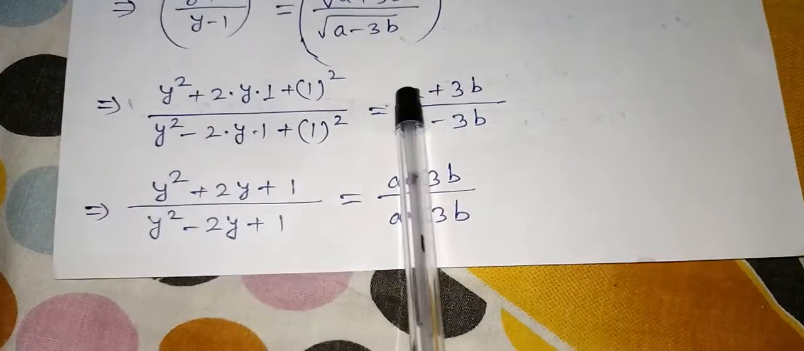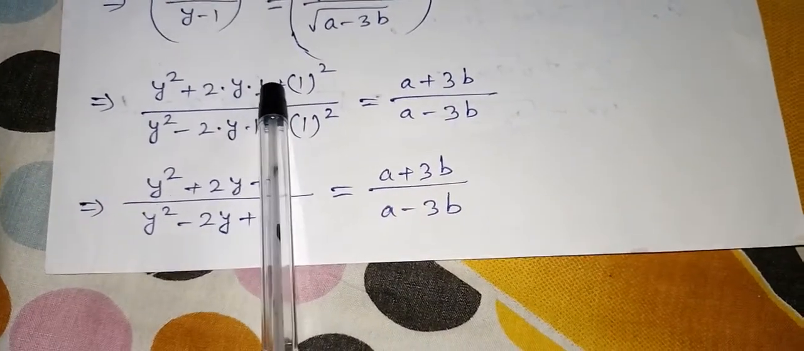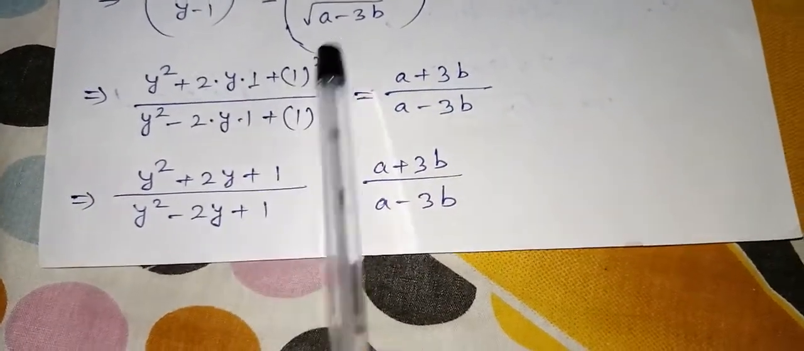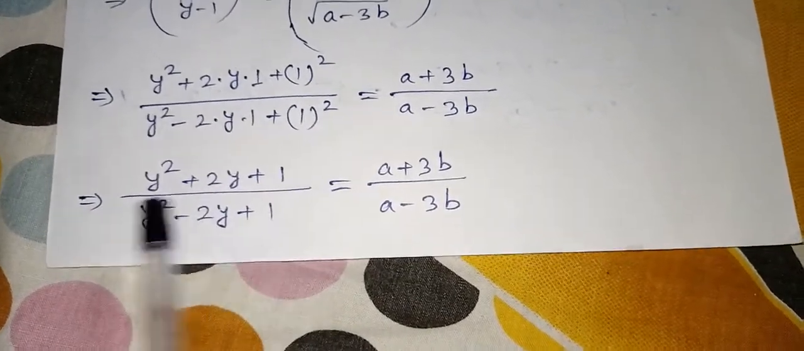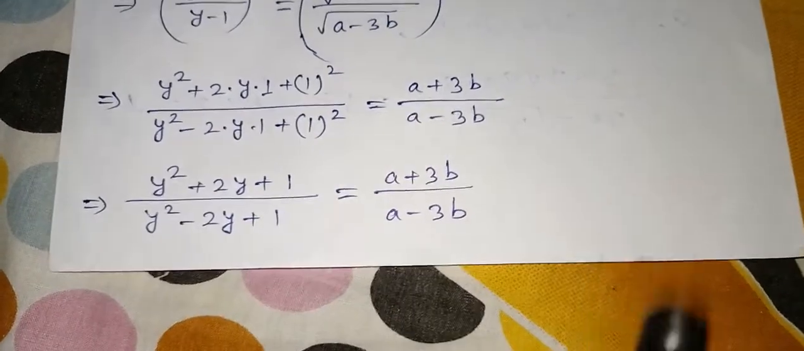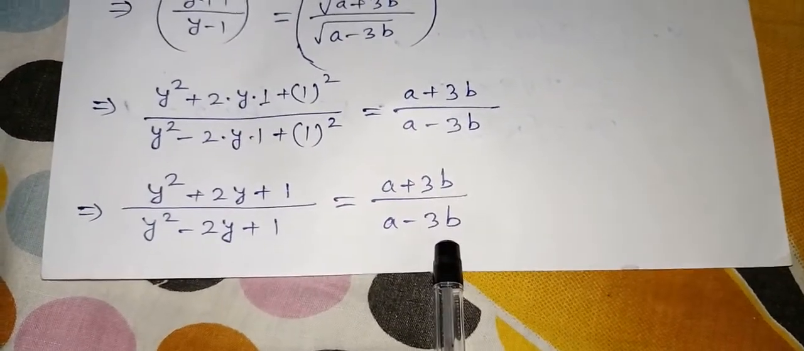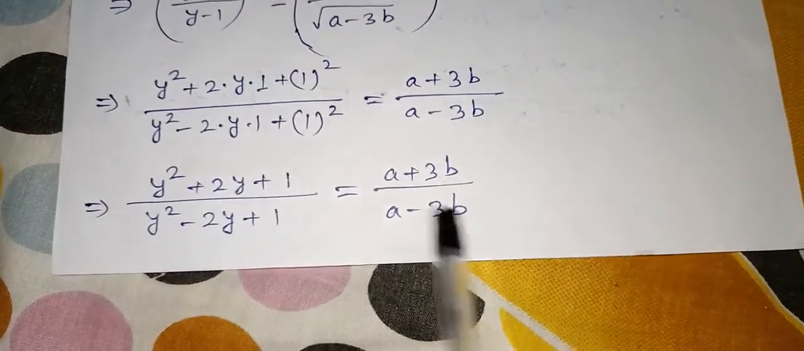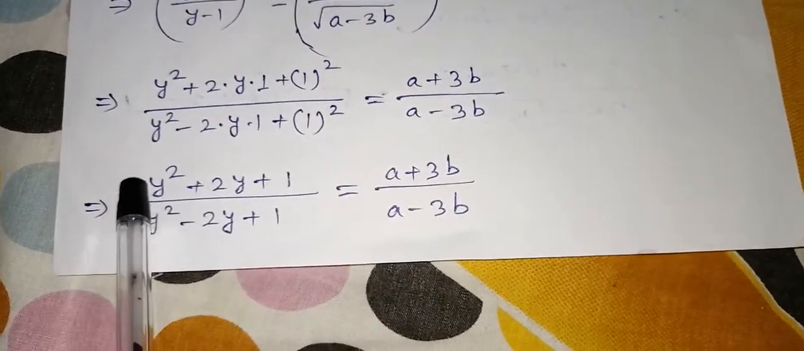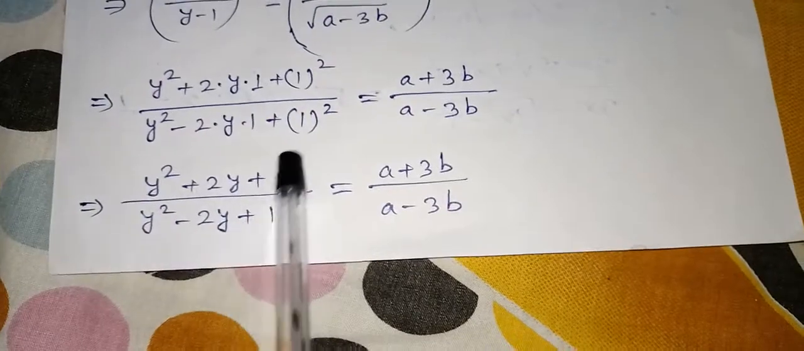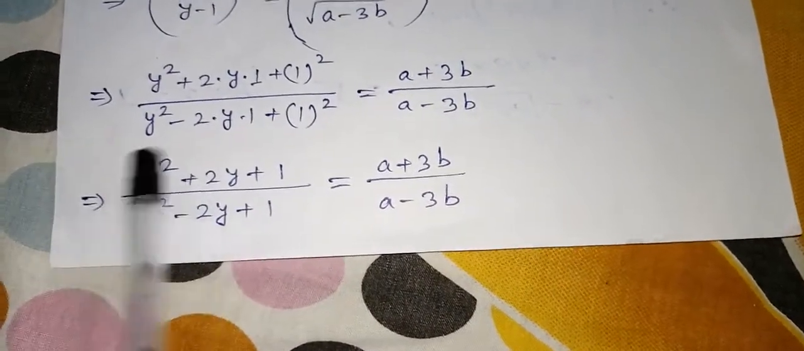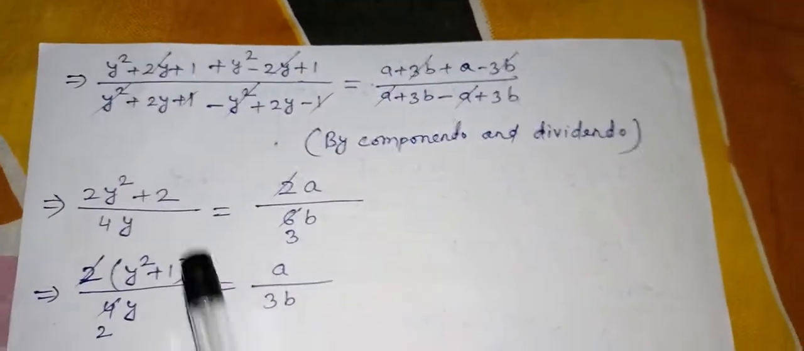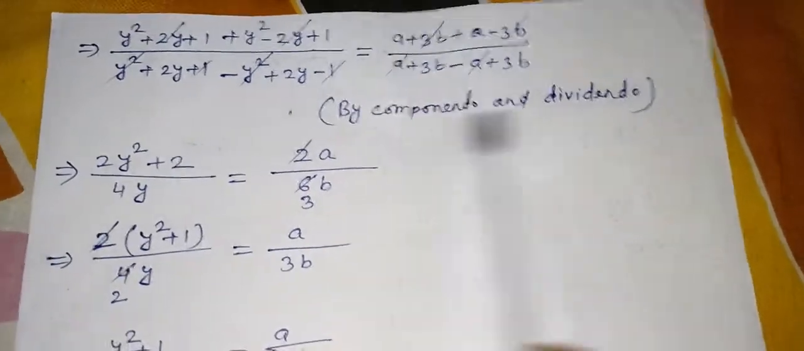Now we will simplify it. It becomes y square, 2 into 1 is 2, 2 into y is 2y, and 1 square is 1. Same thing, y square minus 2y plus 1. So this is the simplification and this is the same. Now again we will apply componendo and dividendo to make it simpler and smaller, because you see y square, 2y, 2y, 1, 1, a, 3b, 3b. If you apply componendo and dividendo, it will become smaller and smaller. So you can see, same thing I have done, componendo and dividendo one more time.